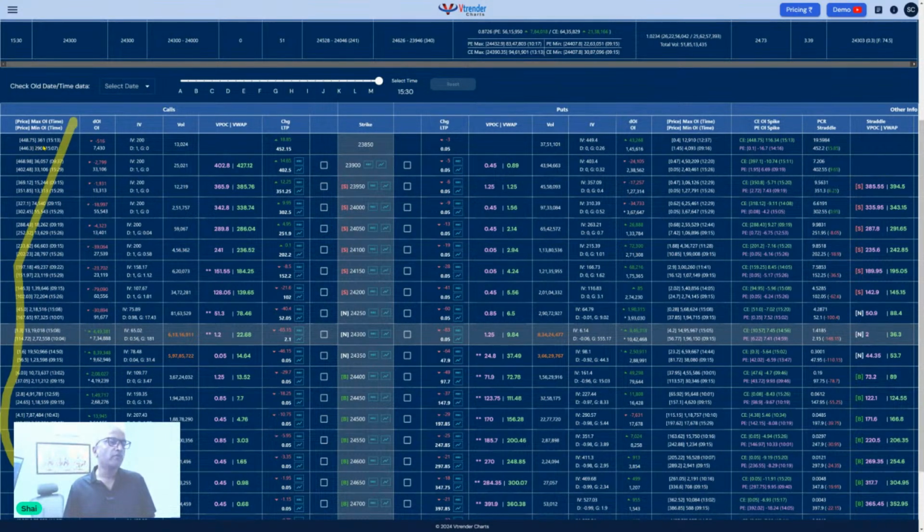So there are about 3 sub columns within this particular column. We have price, the max OI, and the time of the max OI. And same thing, the price, the min OI, and the time of that min OI. Now, what do I do with this information?